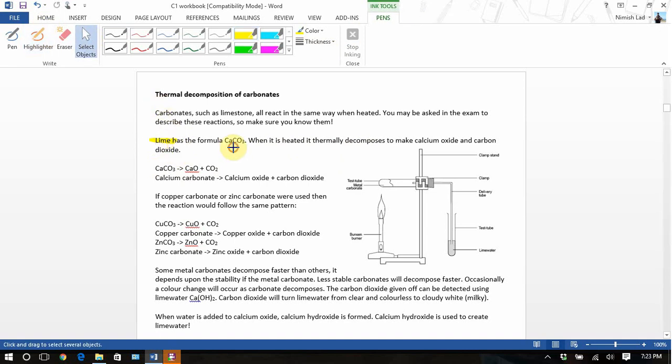Keep that. Good. Limestone. So it has a formula CaCO3. When it's heated, it makes calcium oxide and carbon dioxide. So here you go, CaCO3 heated up, CaO and CO2.